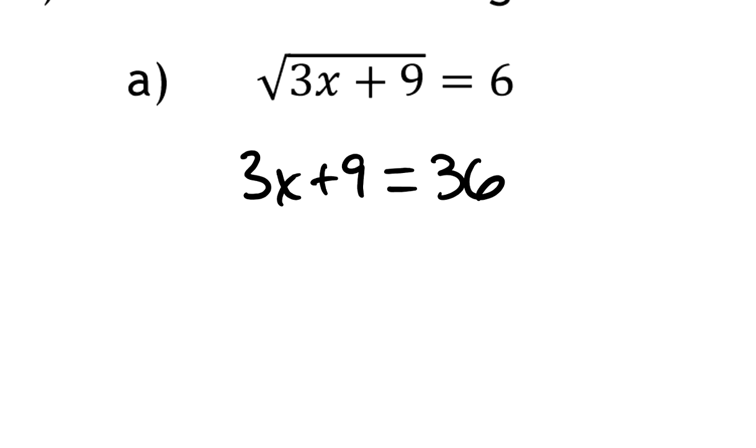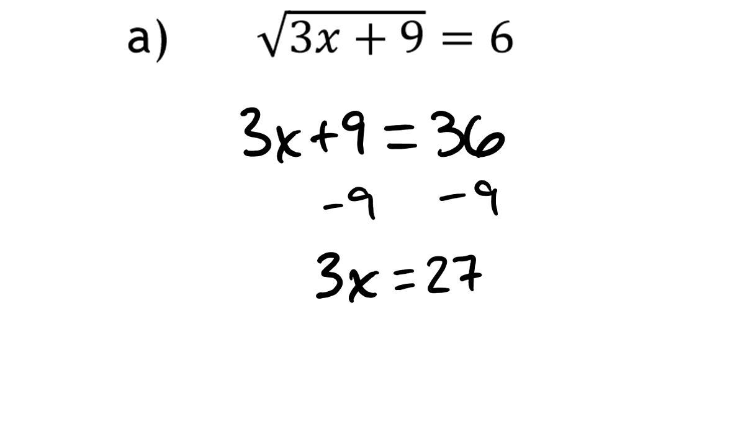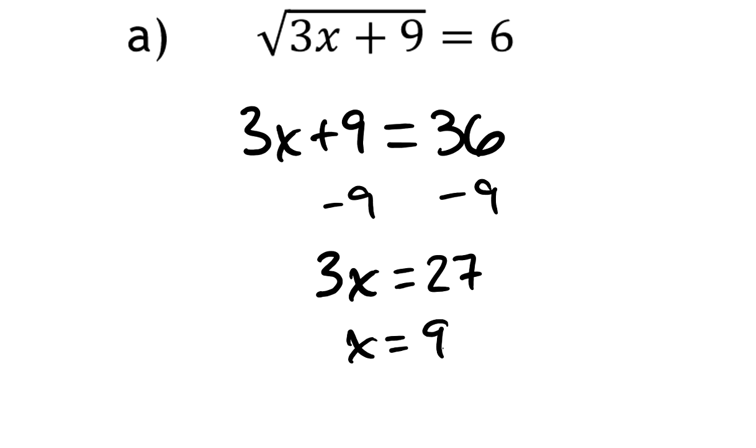Now, if I take away 9 from both sides, 36 minus 9. I'm just thinking that 36 minus 6 is 30. Take away another 3 is 27. So I end up with 3x is 27. And if I divide both sides of that by 3, I end up getting that x must be the number 9, right? 27 divided by 3 is 9.